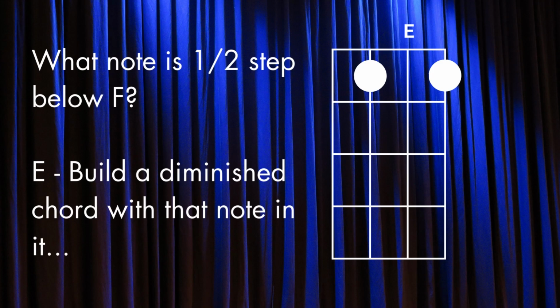Now let's continue on. Our next chord was an F. What is a 1/2 step below the F? Well, that's an E. So we build a diminished chord, and we just make sure that we have the E in it, and we're going to have our E diminished chord.